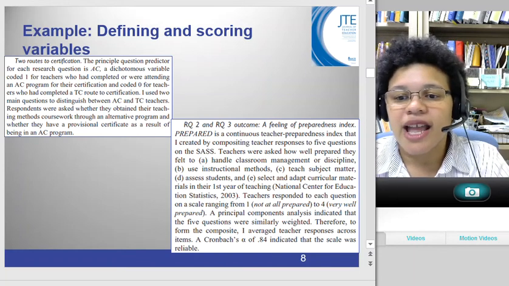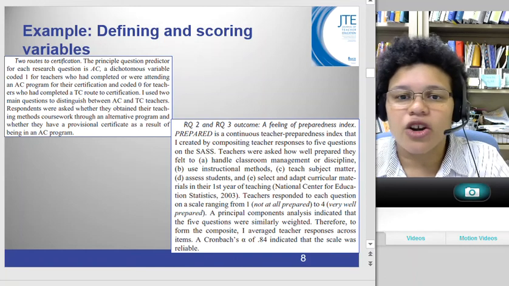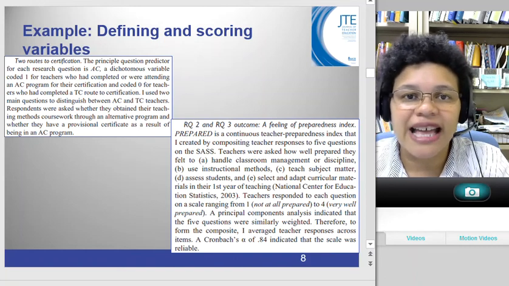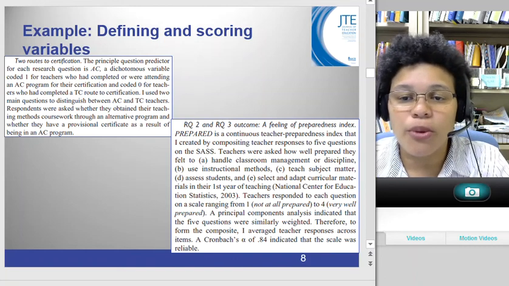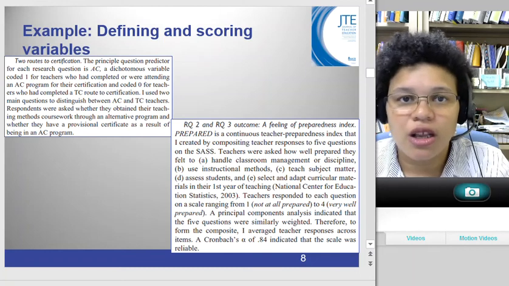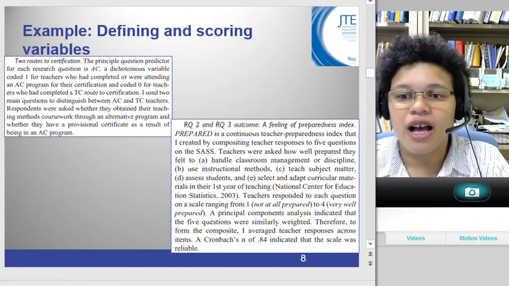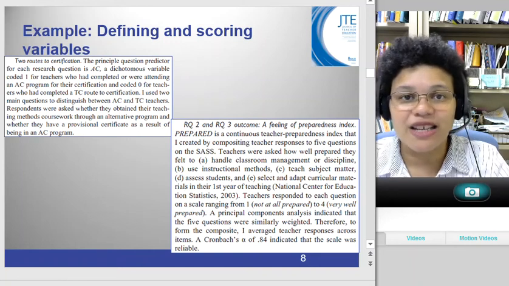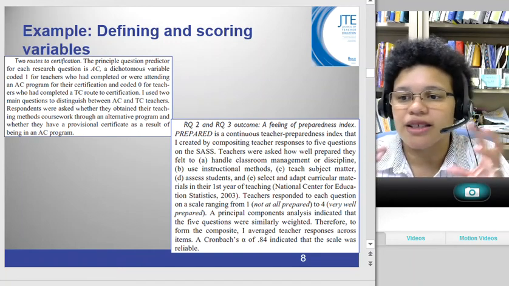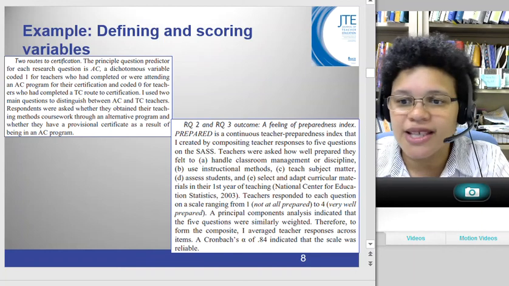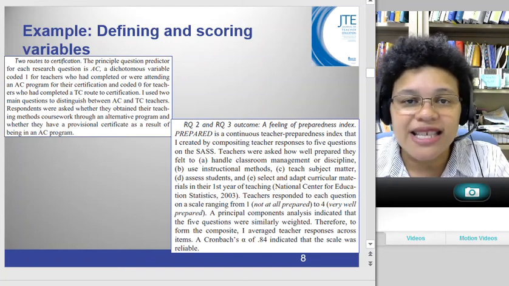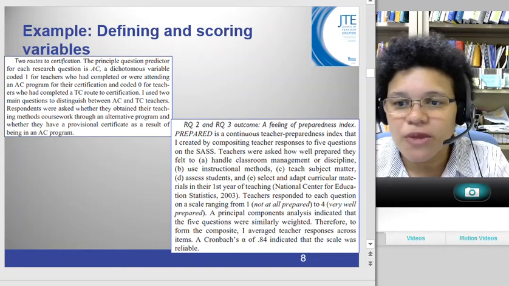and we're going to talk a little bit more about that later. But here you can see how I defined this variable called prepared. I created this index where I composited, which means you combine in some way. In this case, I averaged responses to teachers' questions.